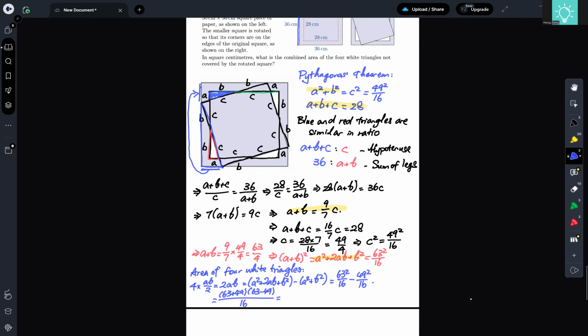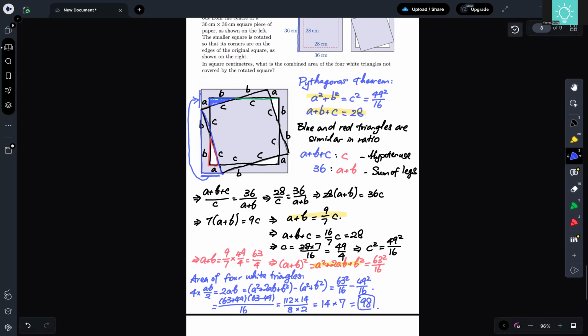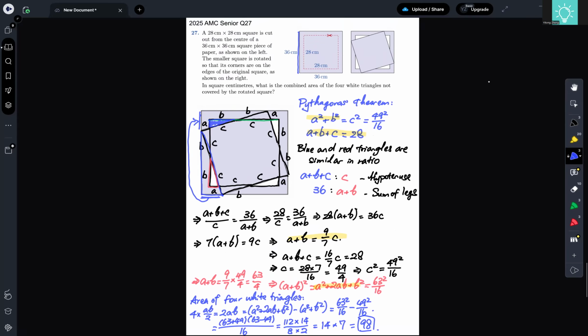Okay. 63 plus 49 is 112. 63 minus 49 is 14. 16, I can write this as 8 times 2 just for convenience. 112 divided by 8 is 14. 14 divided by 2 is 7. And 14 times 7 is 98. And that is our final answer. And we've done that without having to even calculate what A and B is. So there's the final answer of 98, and we are done.